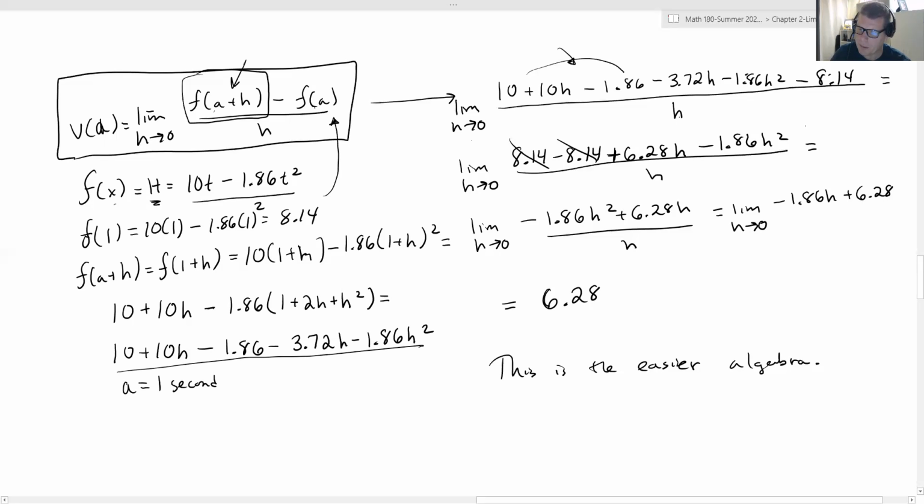Then it's just a matter of doing some algebra where we cancel out all the terms that don't have h's in them, and then we factor out the h. So basically this, this, and this all canceled, and that's why I ended up with negative 1.86h plus 6.28. Then, just like any other limit, I plug in the 0 for h, and that gives me 6.28. And that's the process. The process for finding a derivative, really.